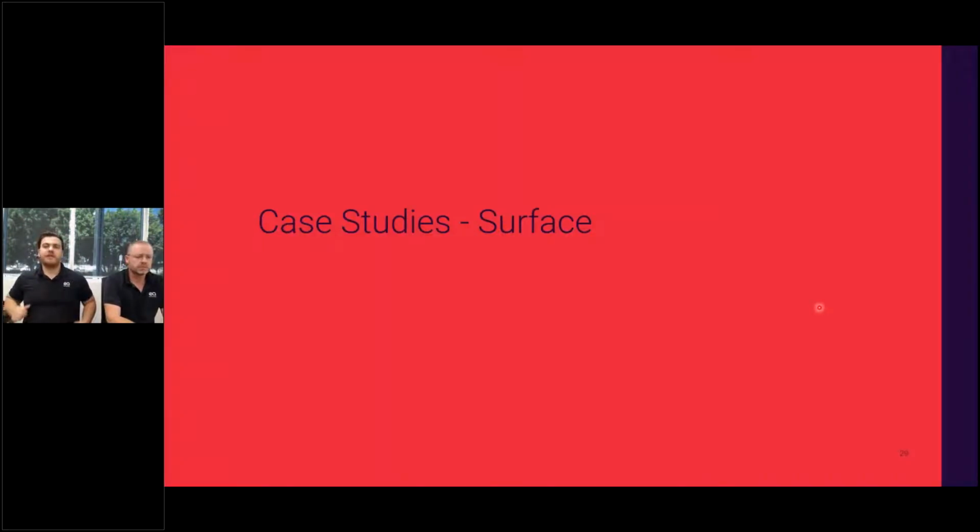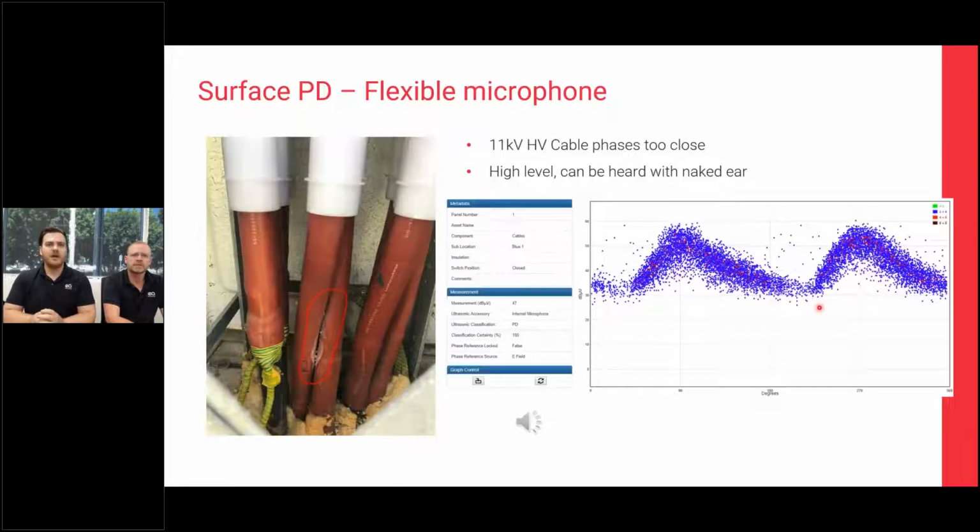So moving away from TEV and focusing on surface discharge. Whereas TEV is looking for those internal voids, we're now looking at the ultrasonic, looking at the surface type discharge. So this one is a very, very easy scenario.